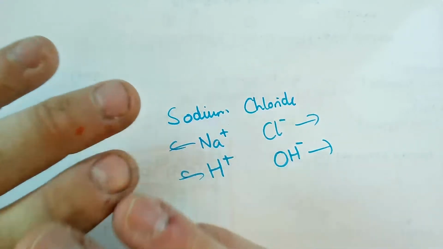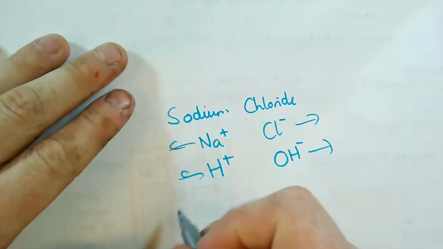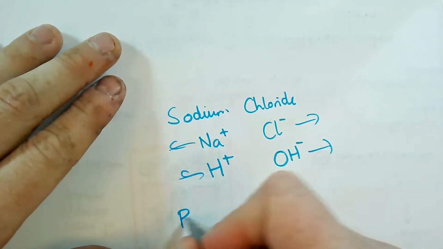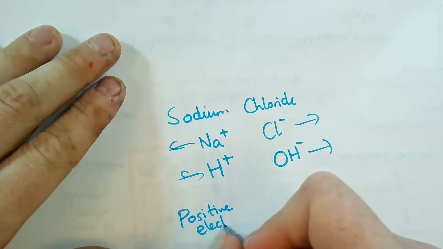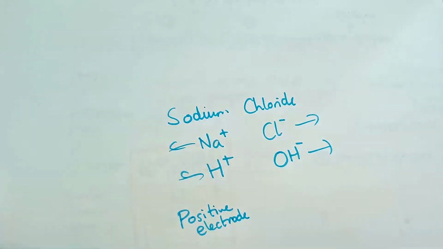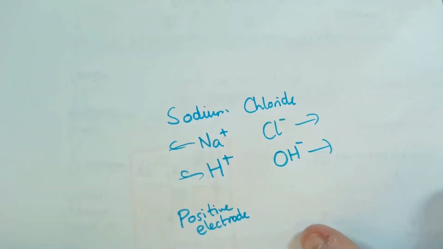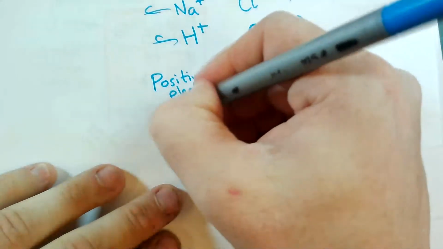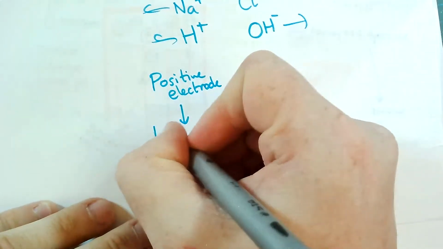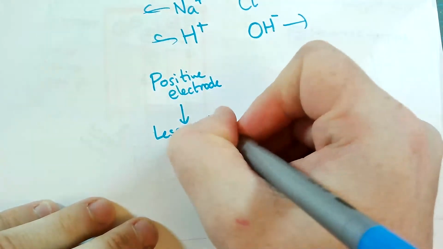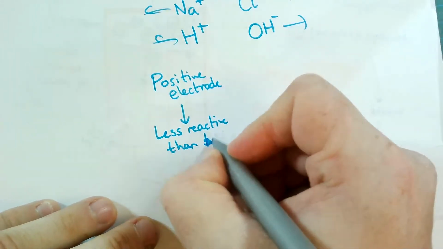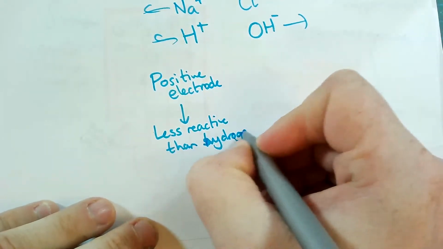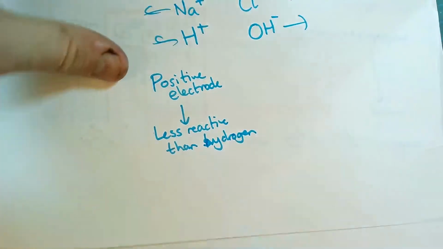Now, the rule is, at the negative electrode, you'll make anything less reactive than hydrogen. Sodium is more reactive.